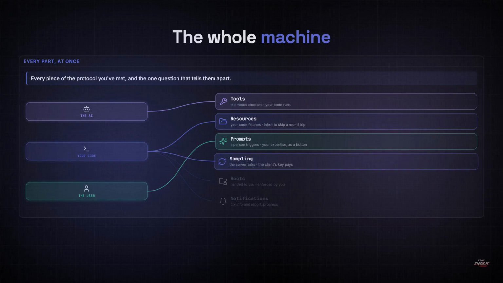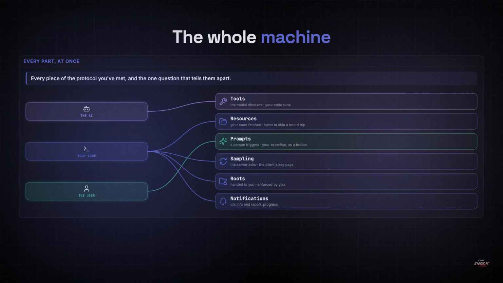Sampling reverses the protocol so the client's key pays, which is what makes a public server affordable. Routes are file access control that the SDK hands you, but never enforces. And notifications are how a slow tool proves it's alive. Underneath all six, one question keeps working: who is in control? And for sampling, who is paying?